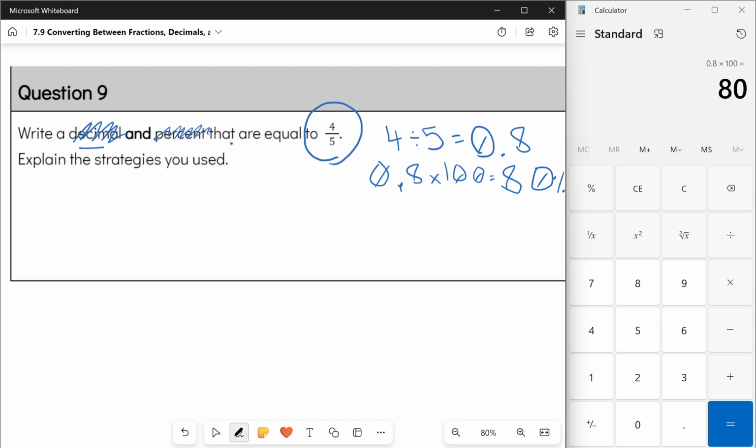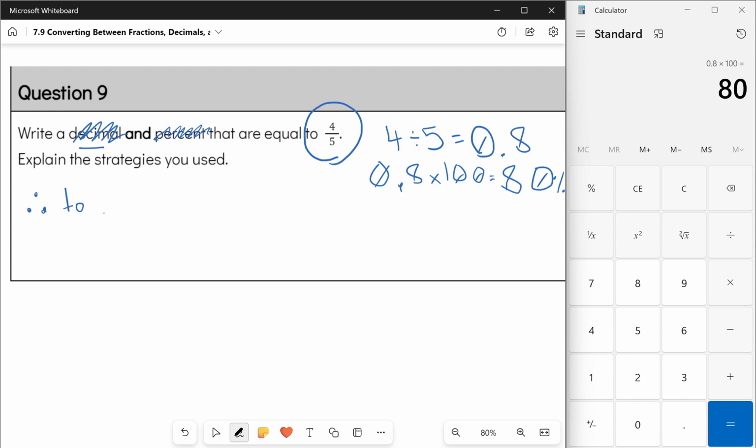We have fulfilled all the requirements of the question except for explain the strategies that you used. So I will probably write this in words just to be as completely crystal clear as possible. Whenever I am writing my answer, I always start with the therefore symbol. 3 dots in a triangle mean therefore.